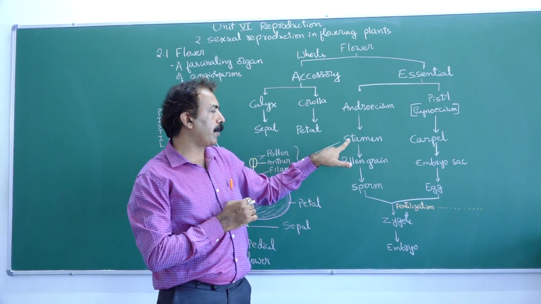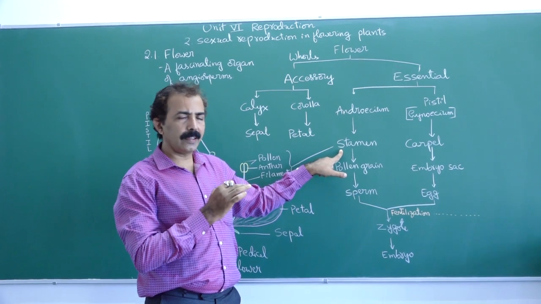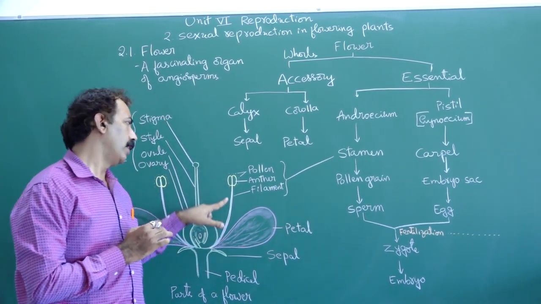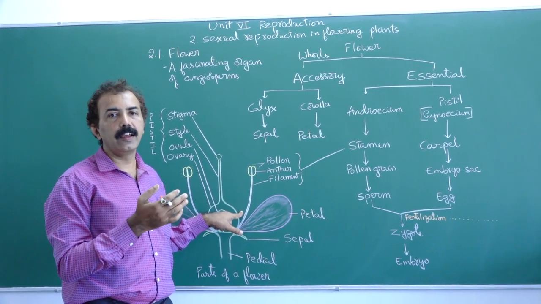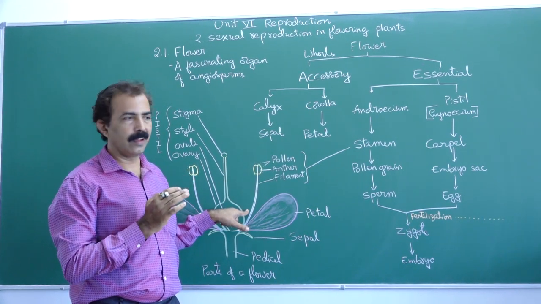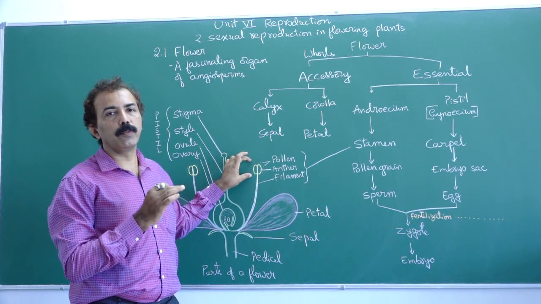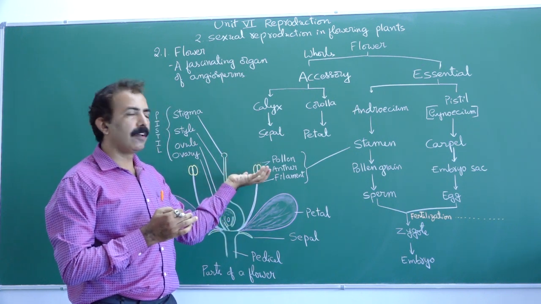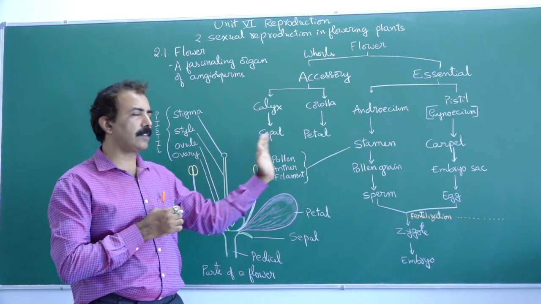Androecium is made up of units called stamens. Stamen is technically a leaf. Stamen is made up of a sterile part called filament. So why do you call it sterile? Because it does not produce the reproductive cells called pollen grains. So this is the sterile part and this is the fertile part, the most important part. The filament holds the fertile part up in the air so that pollen grains can be easily distributed.